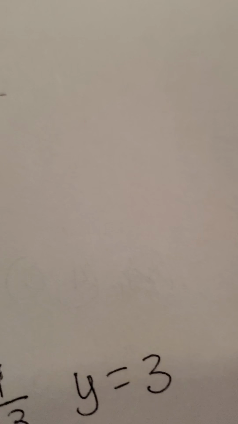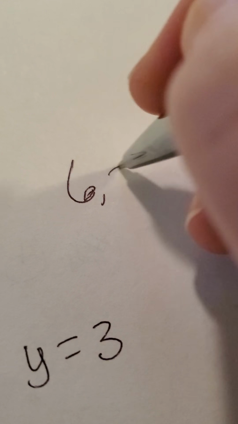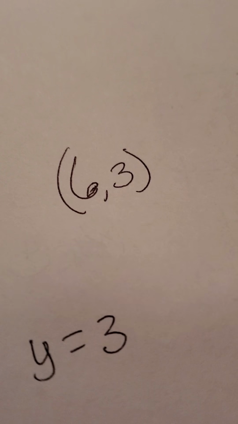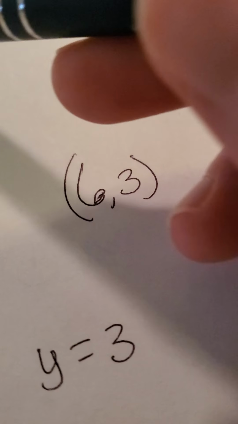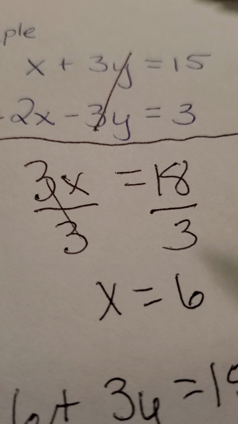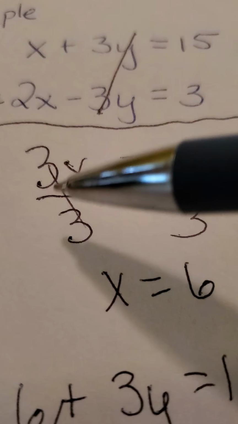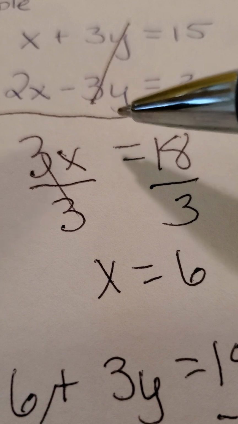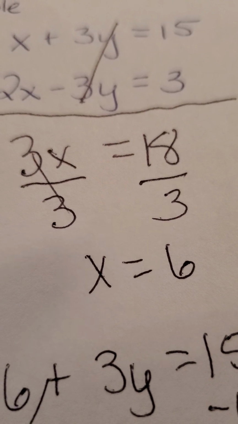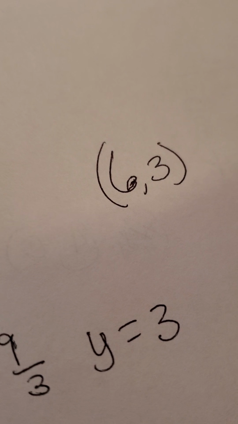Whenever I write this solution, it's going to be 6, 3. Remember, x comes first, then y. And again, I can plug these into the originals and see if it checks. So 6 plus 3 times 3 is 9. 6 plus 9 is 15. That works. 2 times 6 is 12. 3 times 3 is 9. So 12 minus 9 is 3. That works. So my solution is 6, 3.